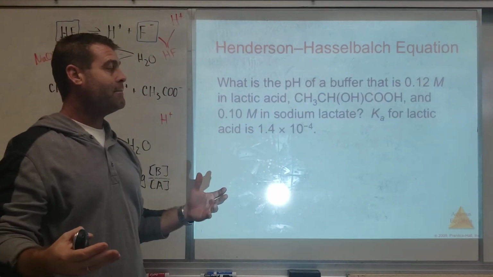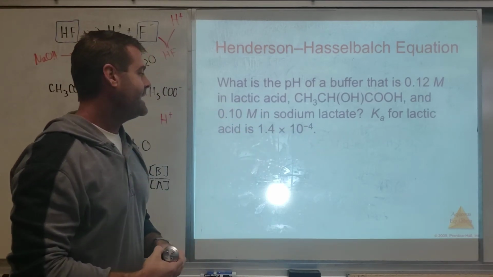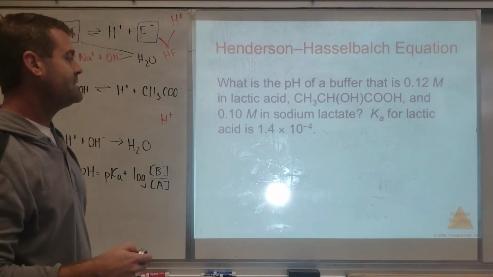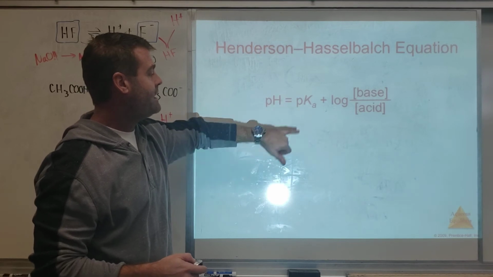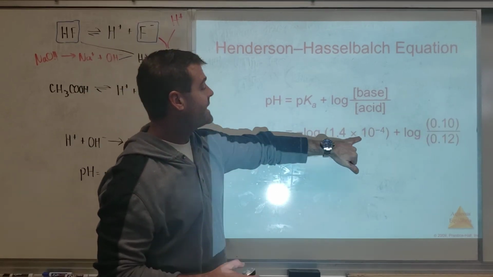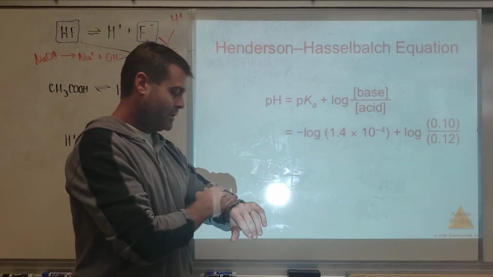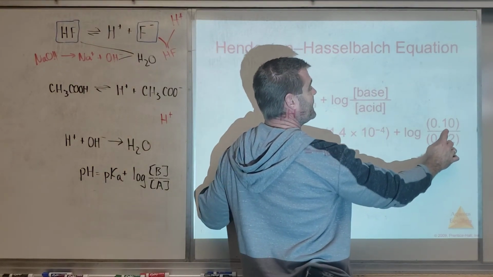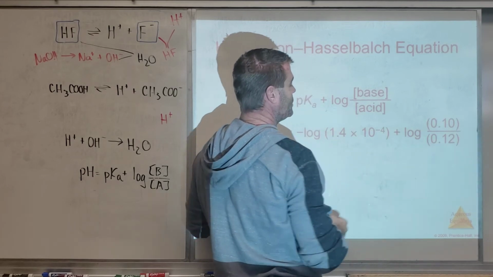So let's say we wanted to make a buffer with lactic acid and sodium lactate. We want to know what is going to be the pH of this buffer. Well, we use Henderson-Hasselbalch to get the pH. I use the pKa. Remember what the pKa is? It's just the negative log of my Ka, and that's going to be given for a certain weak acid. And then I take the concentration of my base. My lactate was 0.1 molar, and my lactic acid was 0.12 molar.